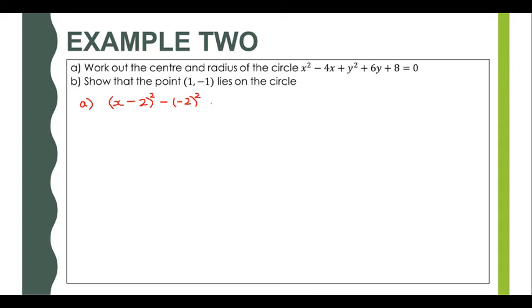And then if we complete the square for the y terms, we get y plus 3, so half the 6, squared, take away that 3 squared, and then we're left with the 8 at the end. So plus 8 is equal to 0.